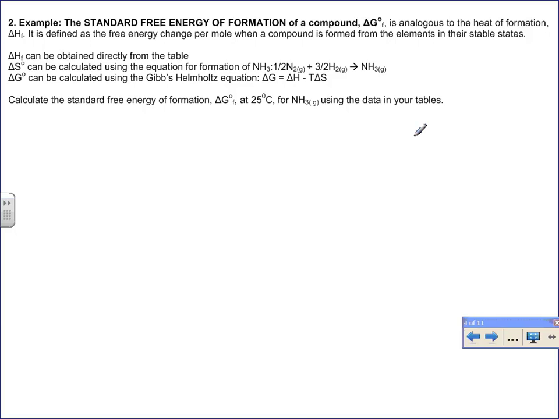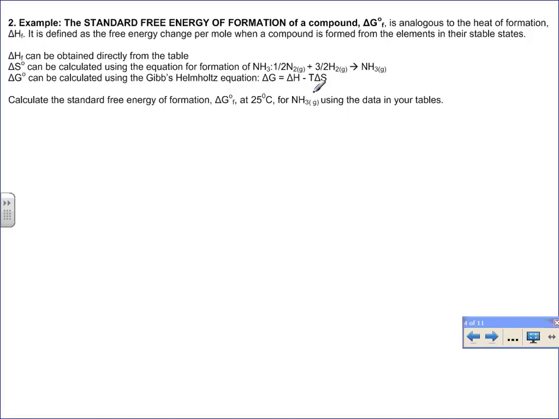Now we can also calculate the standard free energy of formation of a compound, delta G naught F. And it's a similar definition to delta H naught F. You'll recall that delta H naught F is the energy released or absorbed when 1 mole of a substance is formed from its elements in their standard states. We're going to calculate the free energy of formation of ammonia, or NH3, using data in our tables.